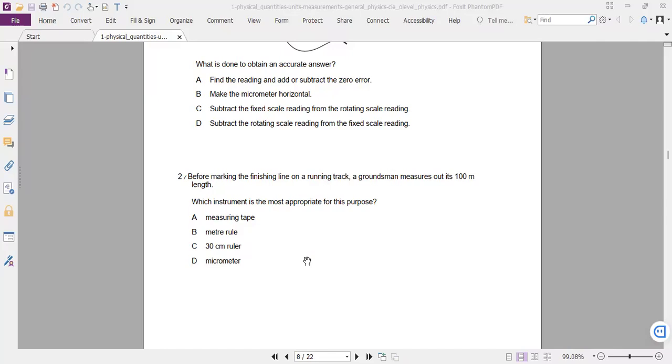Okay, then we were looking at this question. Before making the finishing line, the groundsman measures out its 100 meter length, and which instrument would be appropriate for that? When we want to measure 100 meters, we cannot use a 30 centimeter rule, we cannot use a meter rule, we cannot use a micrometer, because it's 100 meters. A meter rule is for 1 meter. 30 centimeter is 1/3 of a meter. So a measuring tape is a simple and sensible answer.